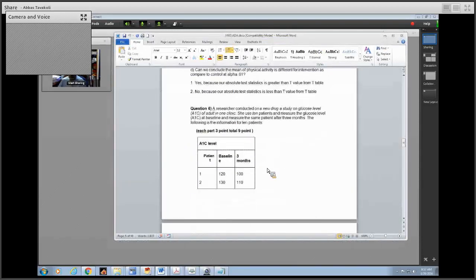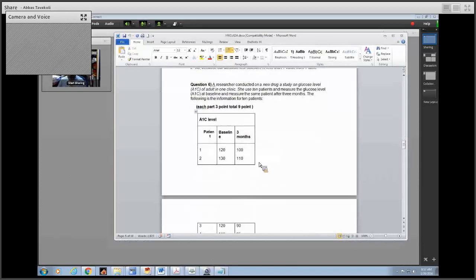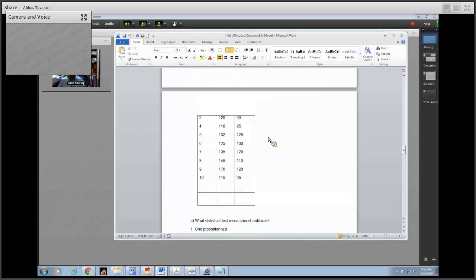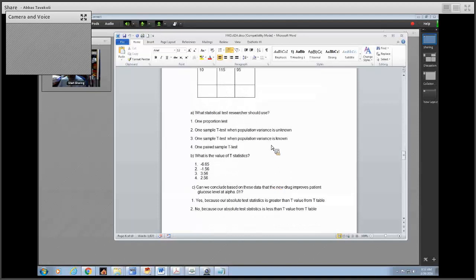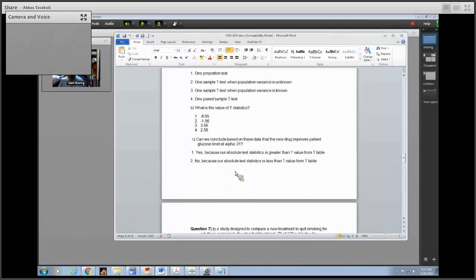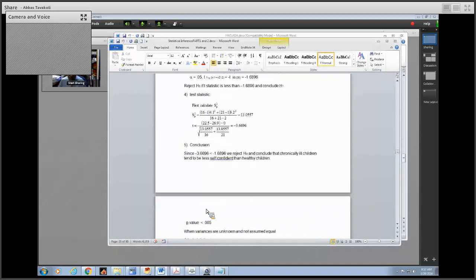S squared pooled is your N1 minus 1 times the variance 1, plus N2 minus 1 times variance 2, divided by N1 plus N2 minus 2. So you use that and then calculate the T statistic. Again, this example in your handout, page 24 and 25, tells you what you need to do in terms of hypothesis for this problem.